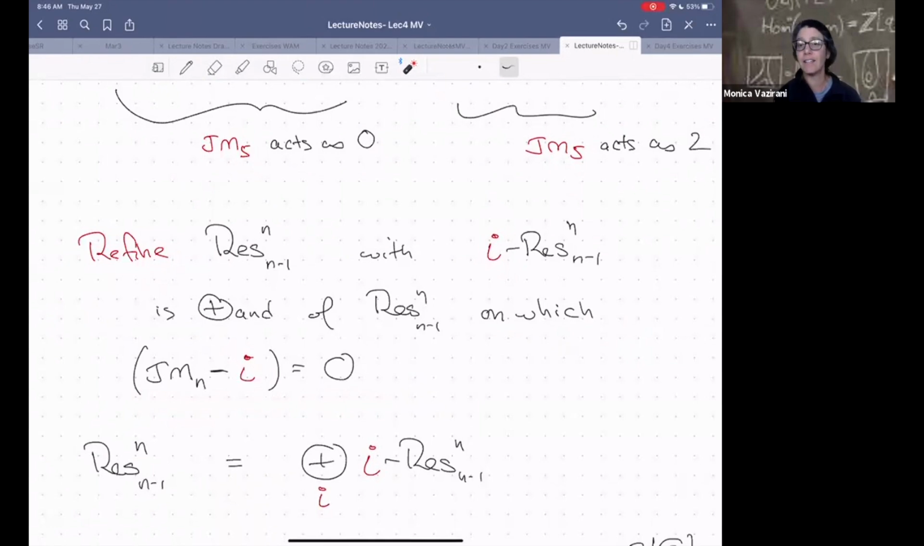But there's other settings where you have analogs of these, where instead of an i, maybe it's a q to the i. Maybe it's something a little funkier. Or maybe it's i mod p if we're in characteristic p. Okay. So the functor of restriction breaks up into the direct sum of these i-restrictions, with i running through integers. And these i-restriction operators, you can look at relations between them and you can just study them on their own.